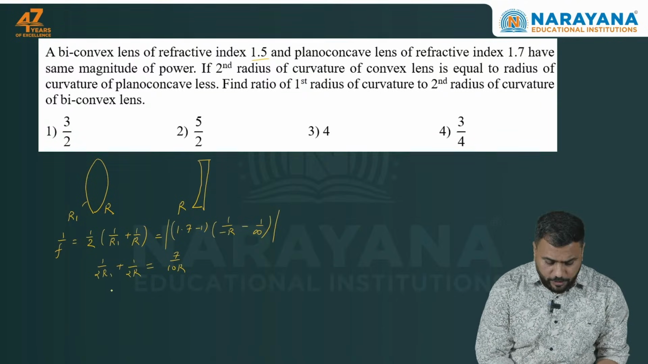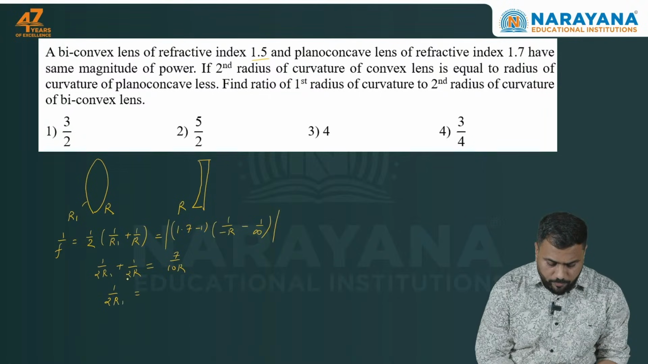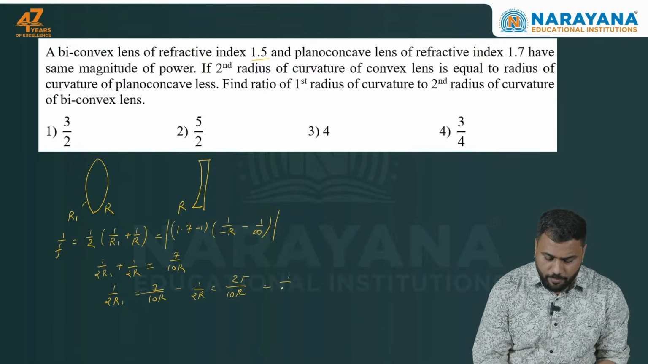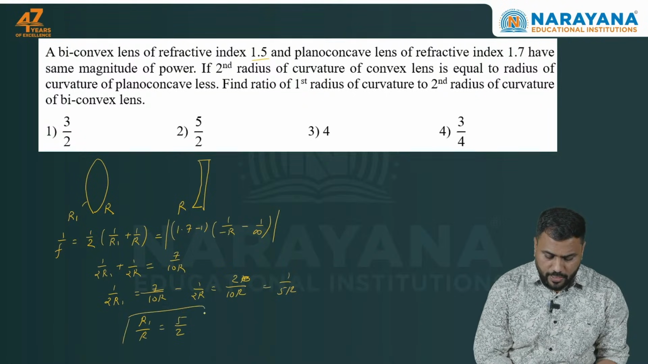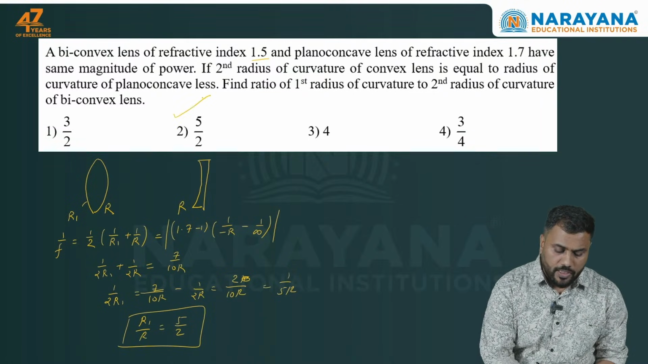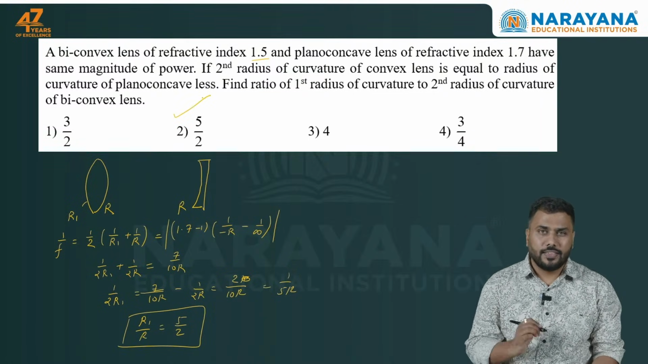Just solve this expression. 1 by 2 r1 is equal to 7 by 10 r minus 1 by 2 r. If I multiply and divide by 5, I will get 2 divided by 10 r, that is 1 by 5 r. So r1 by r, you can see this is coming out as 5 by 2. So the correct answer of my question should be 5 by 2, that is option number 2. Let's see the next question.